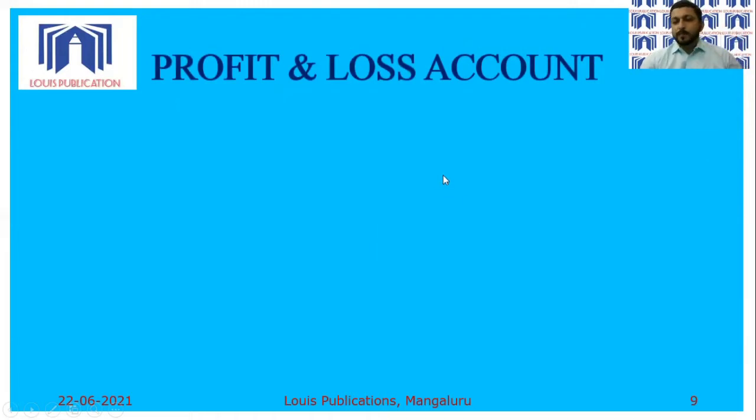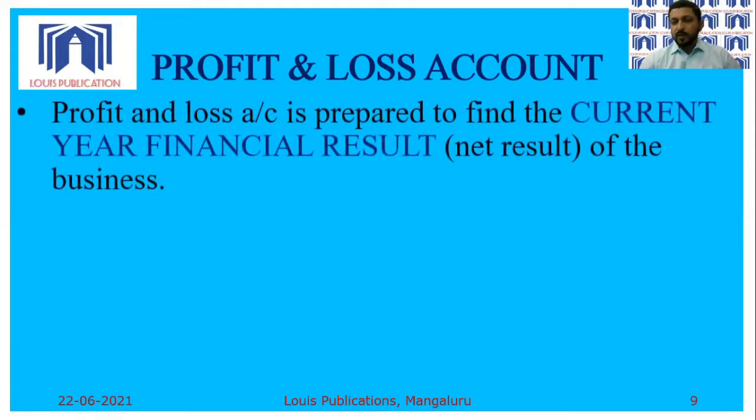Let's move to the second aspect in final accounts, and that is profit and loss account. The objective of preparing trading account was to find the trading result, buying and selling of goods. The objective of preparing profit and loss account is to find the net result of the business, or we say the financial result of the business. And very, very important, understand, profit and loss account is prepared to find the current year financial result, current year profit or current year loss.